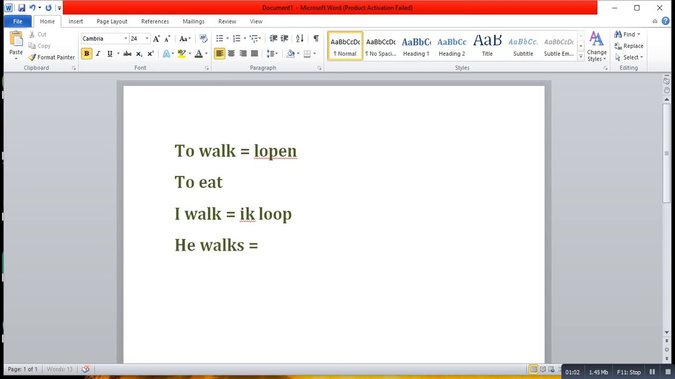He walks. Hij loopt. So it's just with a T. He walks is hij loopt. Same for she. She walks is hij loopt.